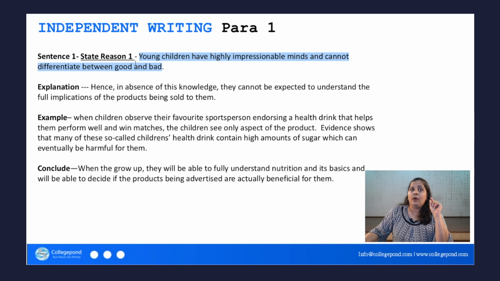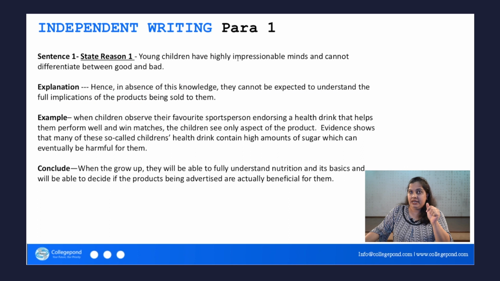Then once you finish stating your reason, you have to explain that reason. Just stating the reason is not enough. You will not get marks for developing the topic if you just state the reason, right? So you have to explain it well. Hence, in the absence of this knowledge, they cannot be expected to understand the full implications of the products being sold to them, right? This is an explanation.